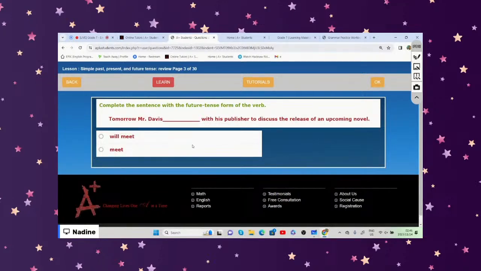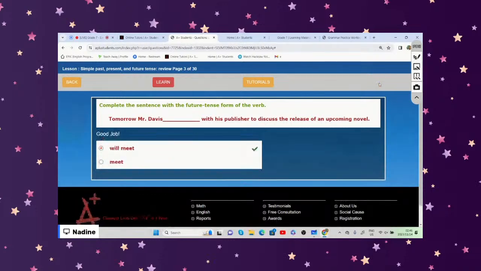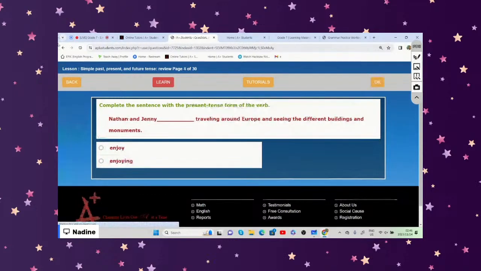And now we need to complete the sentence with the future tense. Tomorrow, Mr. Davis will meet his publisher to discuss the release of an upcoming novel. So will meet is correct.